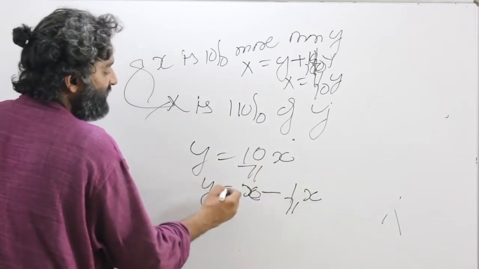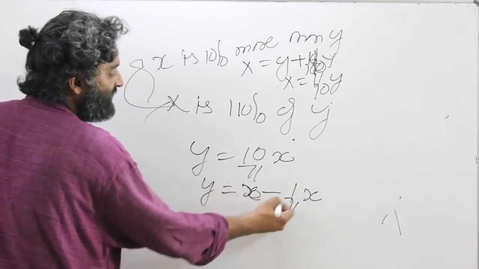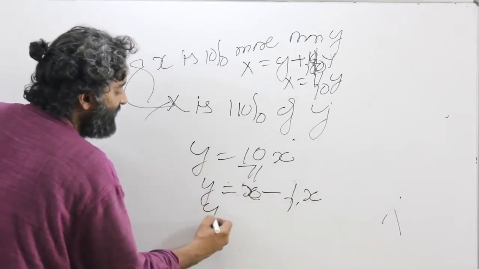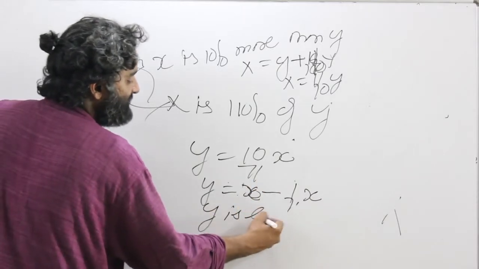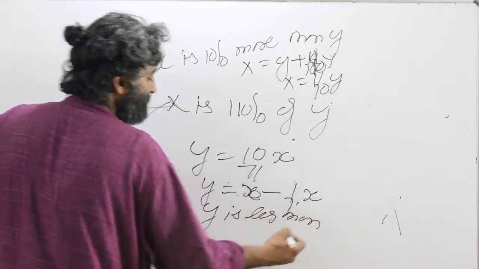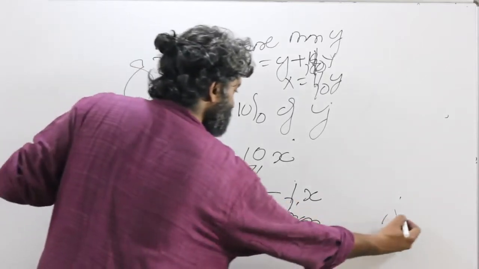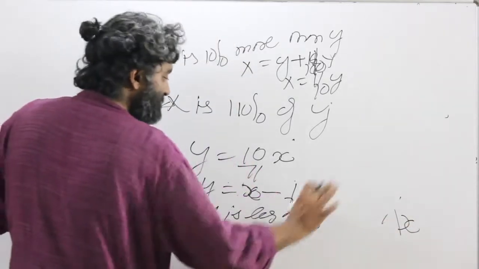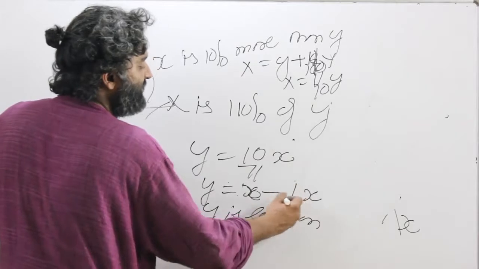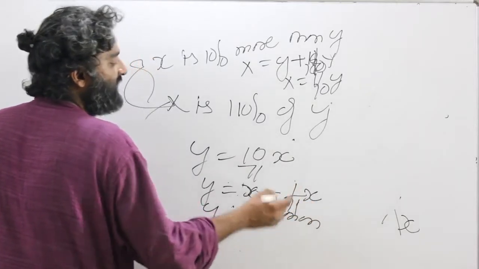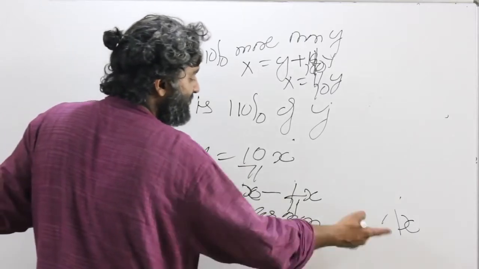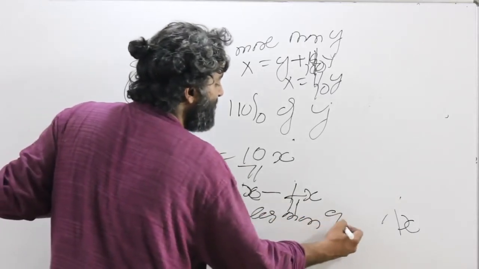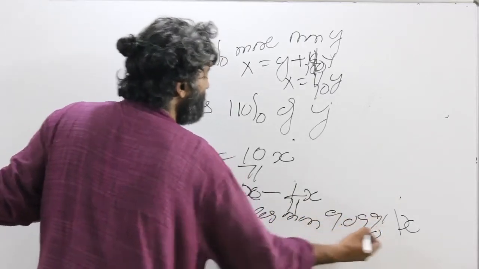So Y is equal to X minus 1 by 11 of X, which would mean, minus means less than X. Y is less than X, we know that, but Y is how much percentage? Here we had 1 by 11, right? And we know 1 by 11 is 9.09. So Y is less than X. Y is how much less than X? 9.09% less than X.